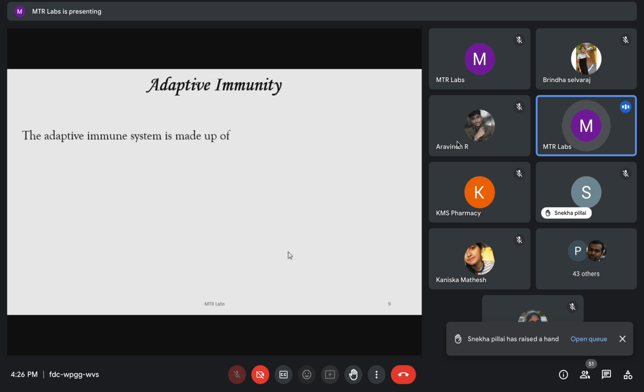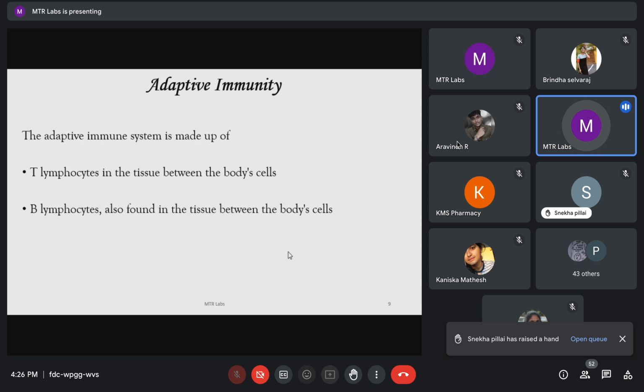The pathogen is rapidly eliminated from the body. So the adaptive immune system is made up of T lymphocytes, which are present in the tissue between the body cells, B lymphocytes, also found in the tissue between the body cells, and then the antibodies in the blood and other bodily fluids. If the immunity is developed through T lymphocytes and B lymphocytes, it's called cell-mediated immunity. If the immunity is developed through antibodies produced against the antigen, then it is called humoral immunity.